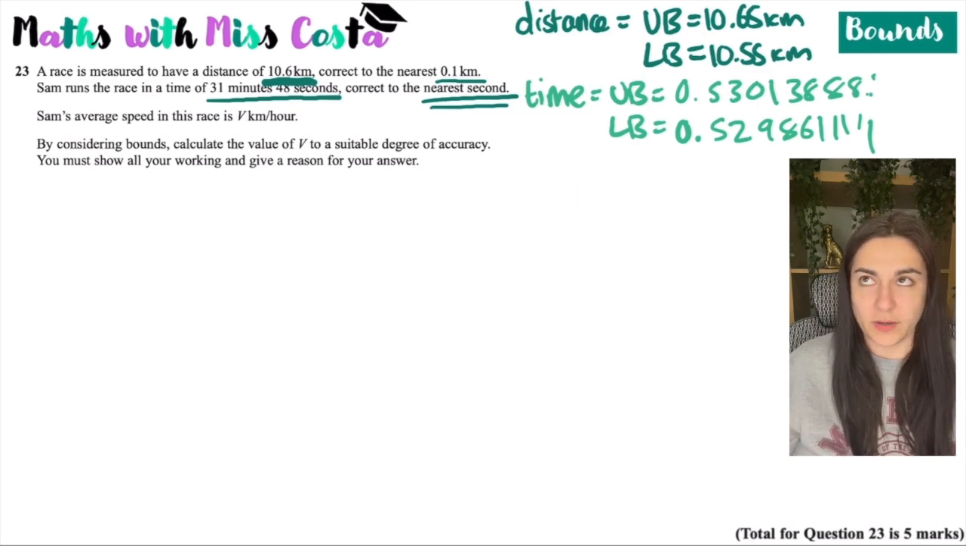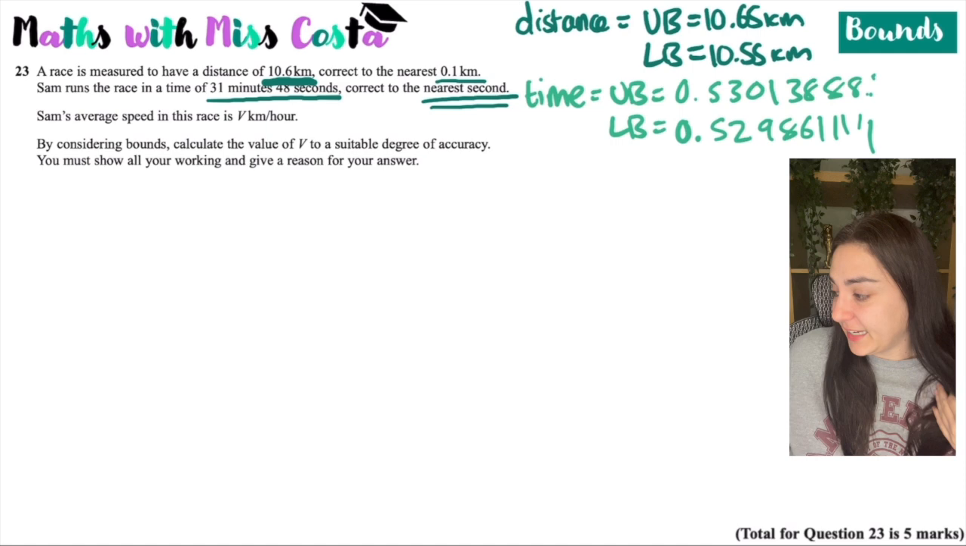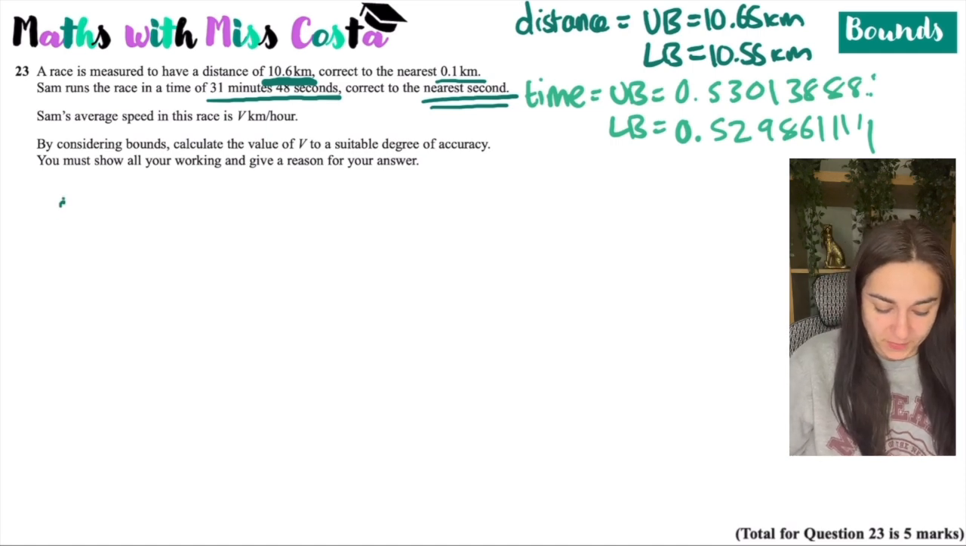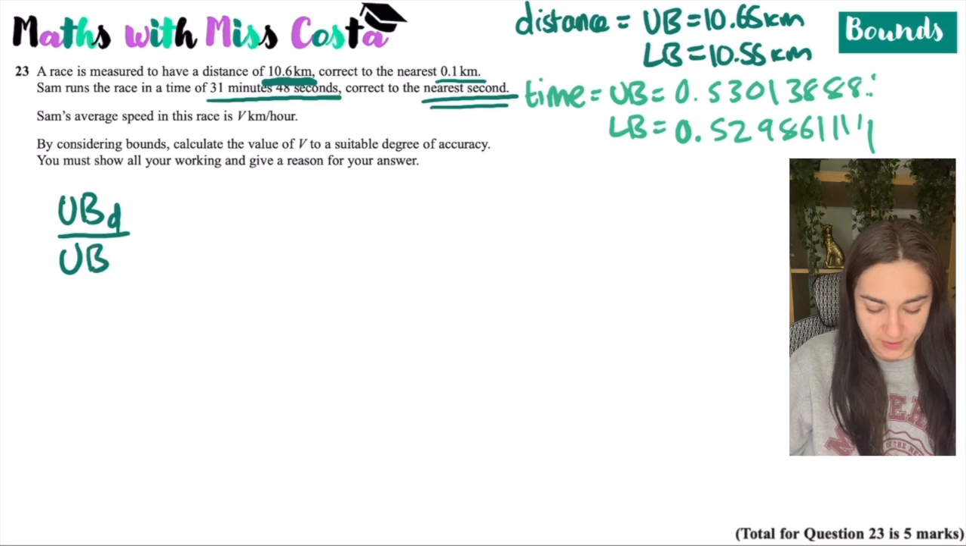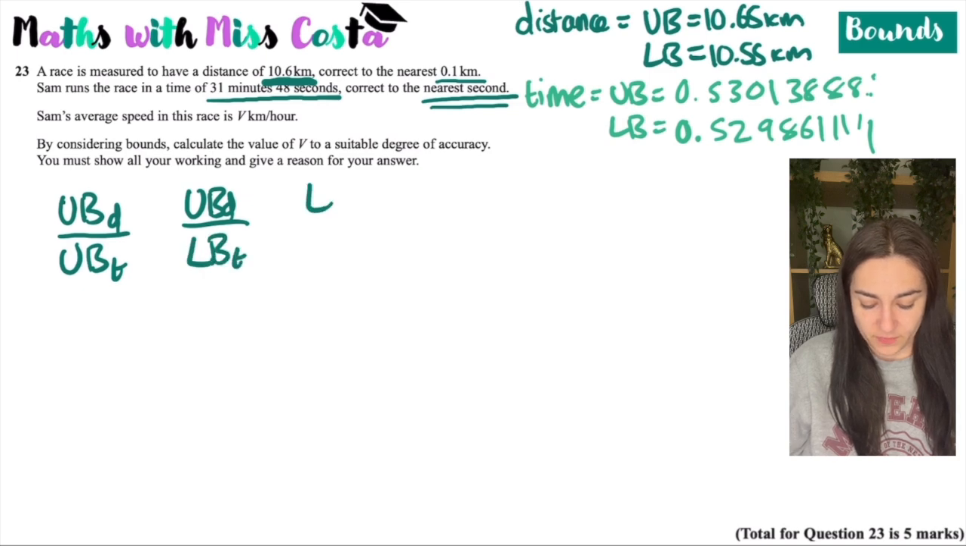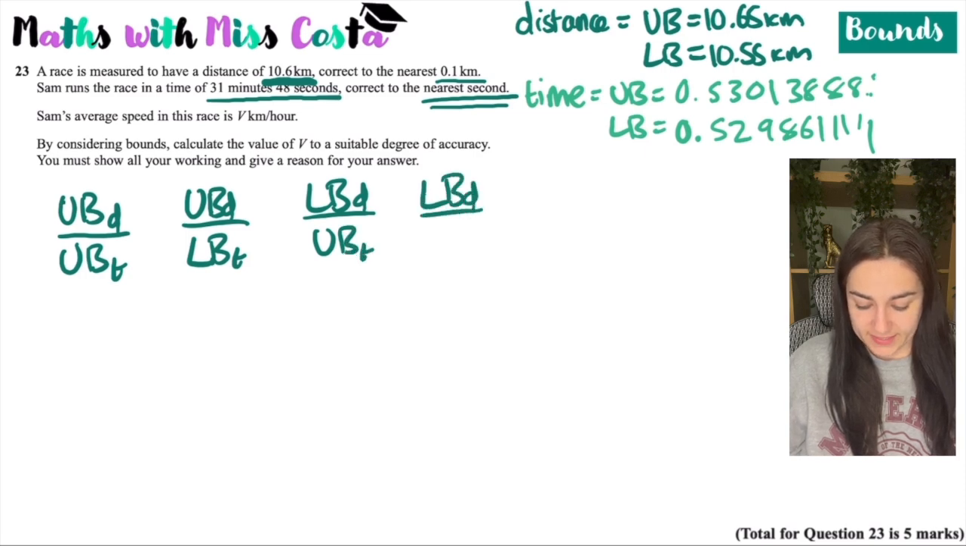Okay, so what I want to do now is actually calculate what the speed must be. So if you're not 100% confident with bounds, then the best thing to do would just be to calculate all the possibilities. So all of the possibilities would be the upper bound of distance divided by the upper bound of time, the upper bound of distance divided by the lower bound of time, the lower bound of distance divided by the upper bound of time, and the lower bound of distance divided by the lower bound of time.